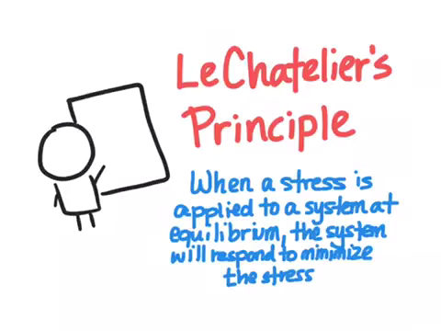In this video, we're going to talk about Le Chatelier's principle, which states that when a stress is applied to a system at equilibrium, the system will respond to minimize the stress. So if a system is happy chemically and something is done to that system, the system will try to revert back to its original state.